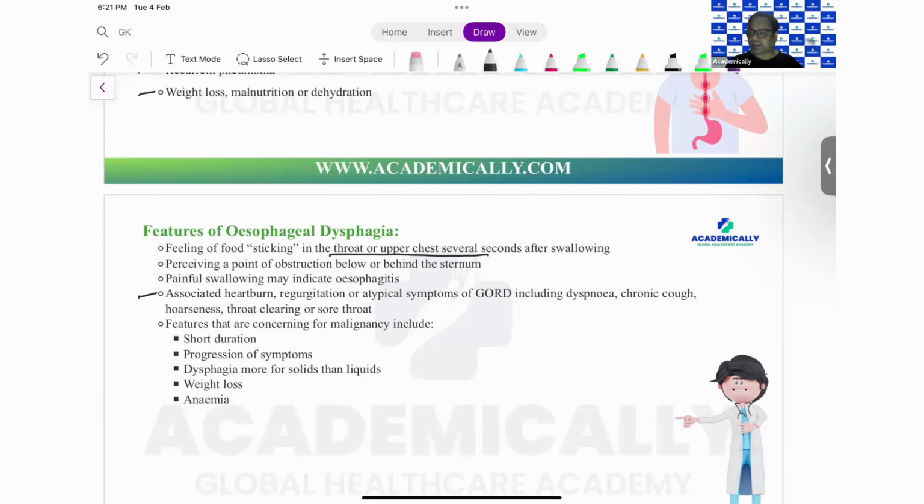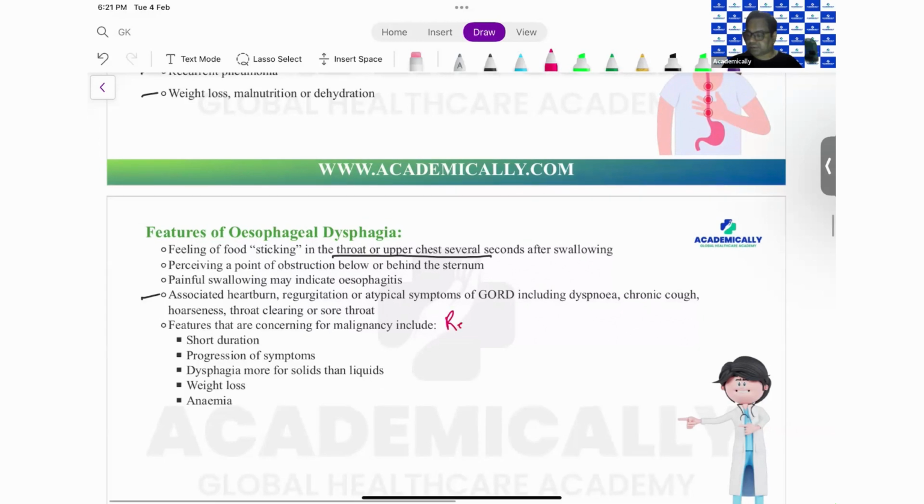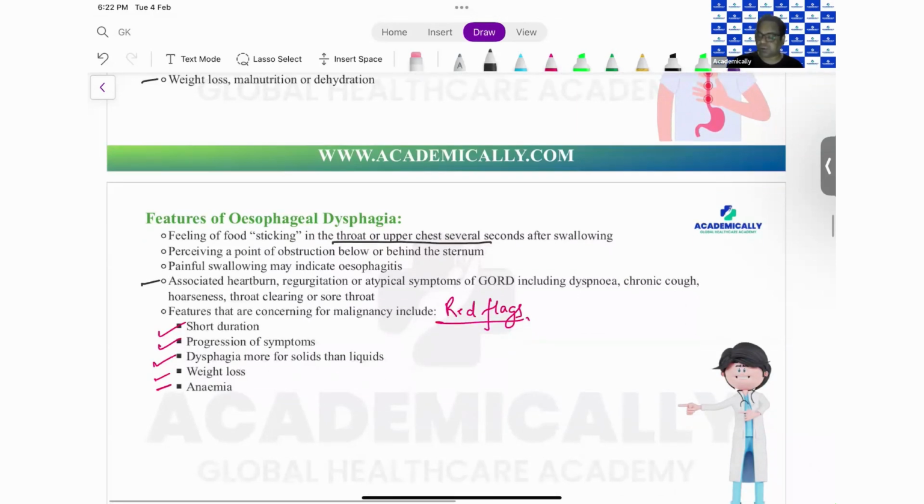Now, what are the red flags over here? Red flags or alarm symptoms that you should be careful of. Short duration, again over there also, no? Short duration, rapid progression of symptoms. Dysphagia more for solids than liquids, weight loss, and anemia. These are the important things that we should look out for.